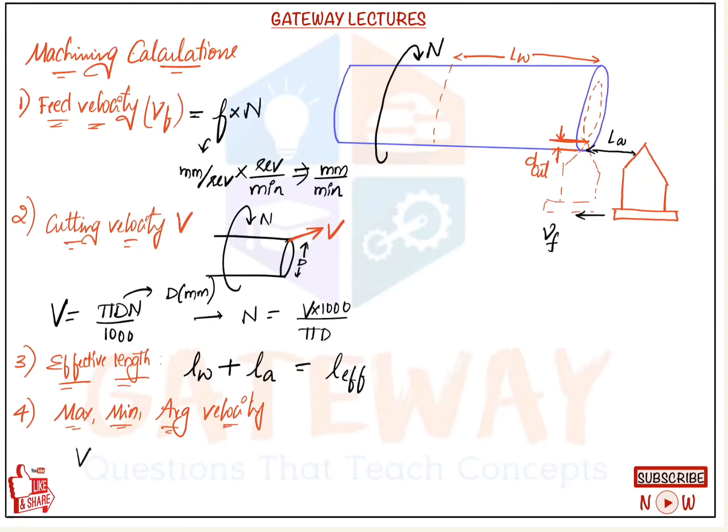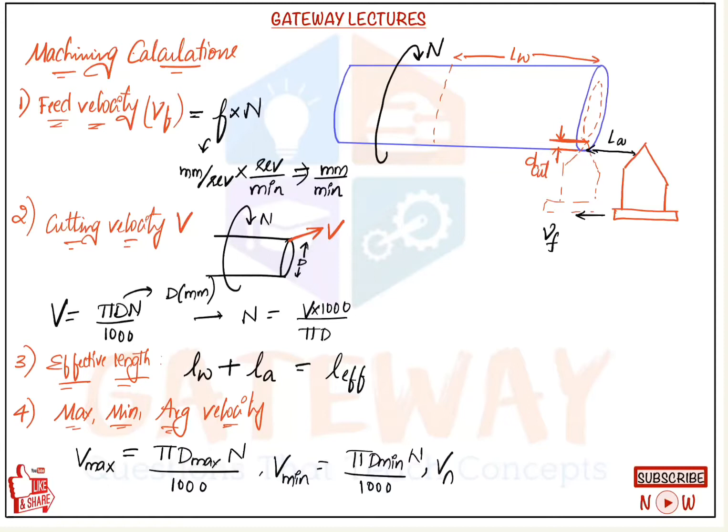Whenever we talk of maximum velocity, this velocity is nothing but the cutting velocity. Maximum velocity, then we should take it as pi d max into n upon 1000. If d max is fixed and we can't change it, then to get the maximum velocity we need to change the value of n. So whenever in a question the diameter is known to us and the cutting velocity is fixed, then we need to change the value of RPM in order to attain that maximum condition. So we'll calculate the RPM if cutting velocity and diameter are known. Similarly V minimum is equal to pi d minimum into n upon 1000.